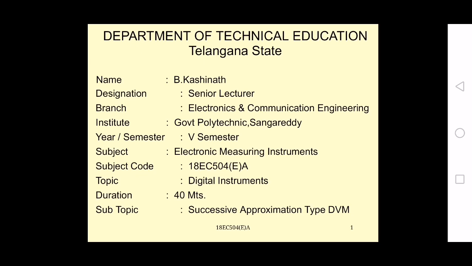The topic which I am going to discuss today is digital instruments, which is the third chapter in electronic measuring instruments. And the subtopic which I am going to discuss today is successive approximation type digital voltmeters.